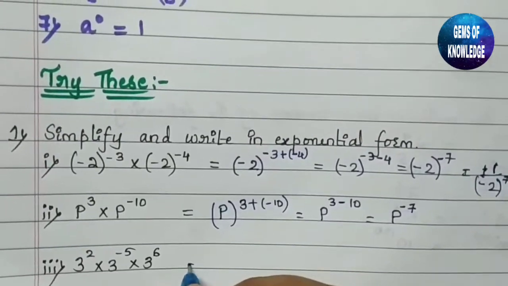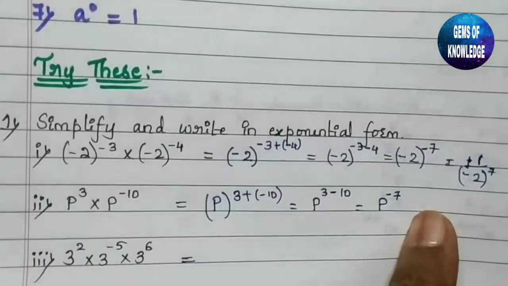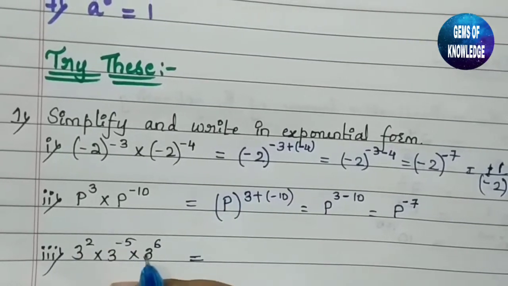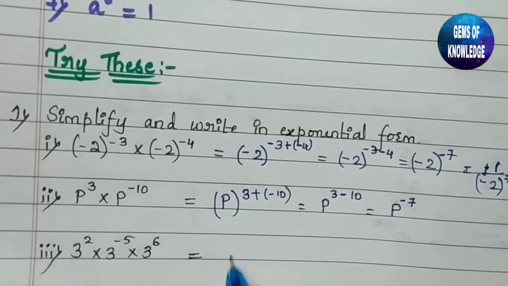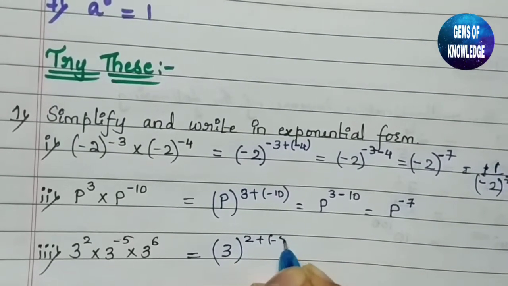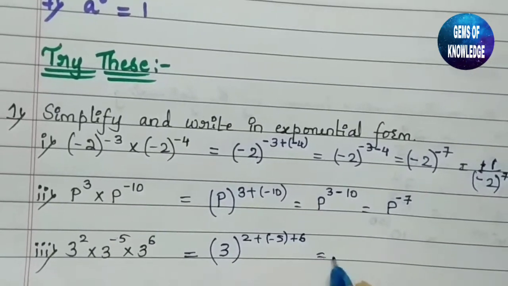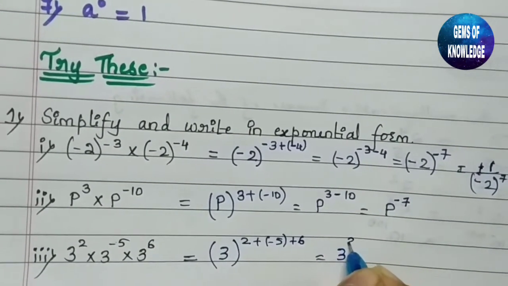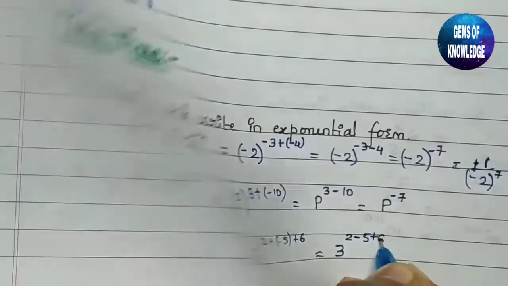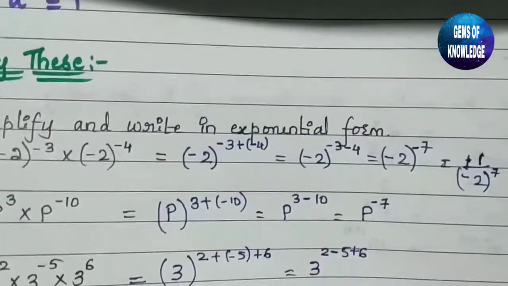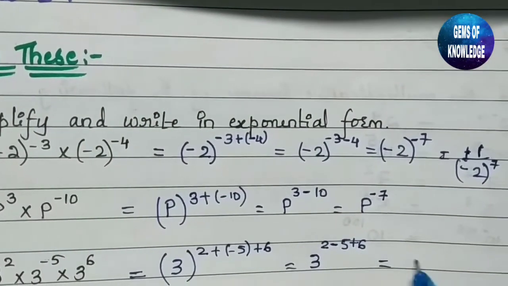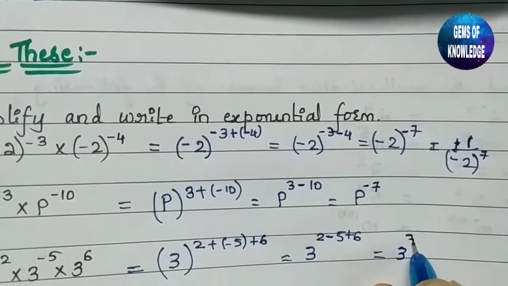The next one also, you can see here. 3 to the power of 2, 3 to the power of minus 5 and 3 to the power of 6 have been given. All the bases are the same. So you can write 3 as it is with 2 plus minus 5 plus 6. So 2 plus 6 is 8, and 8 minus 5 is 3. So you are getting 3 to the power of 3.